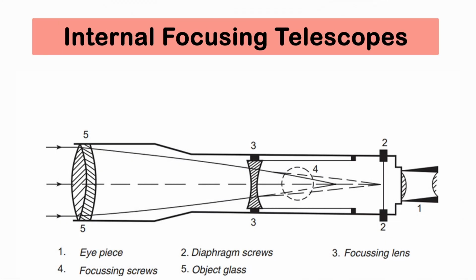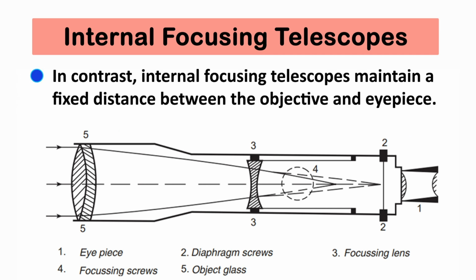Second one is the internal focusing telescope. In contrast, the internal focusing telescope maintains a fixed distance between the objective and eyepiece. Focusing is achieved by adjusting a double concave lens within a small axially sliding tube situated between the eyepiece and the objective, also using a rack and pinion mechanism as in the external focusing telescope, linked to the focusing screw.